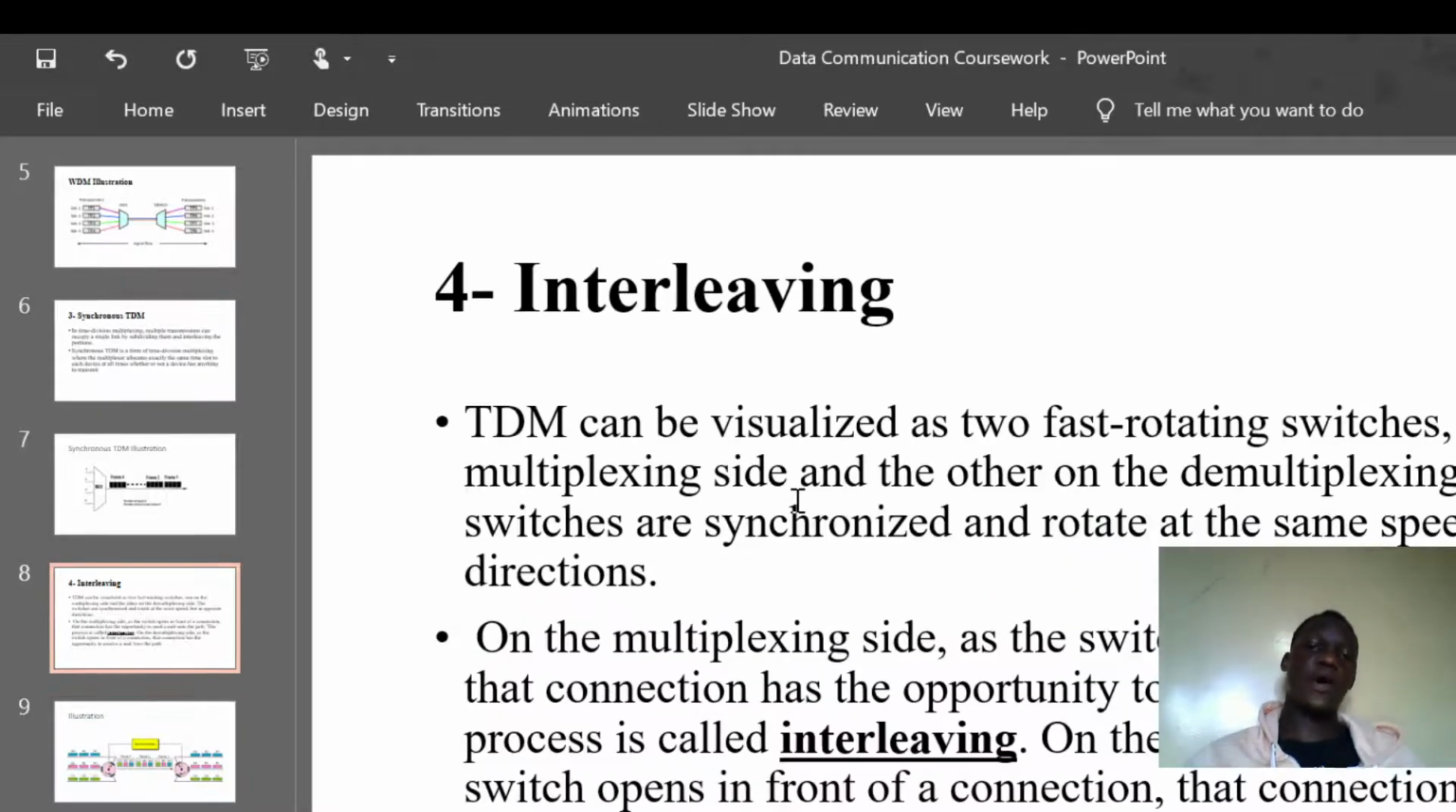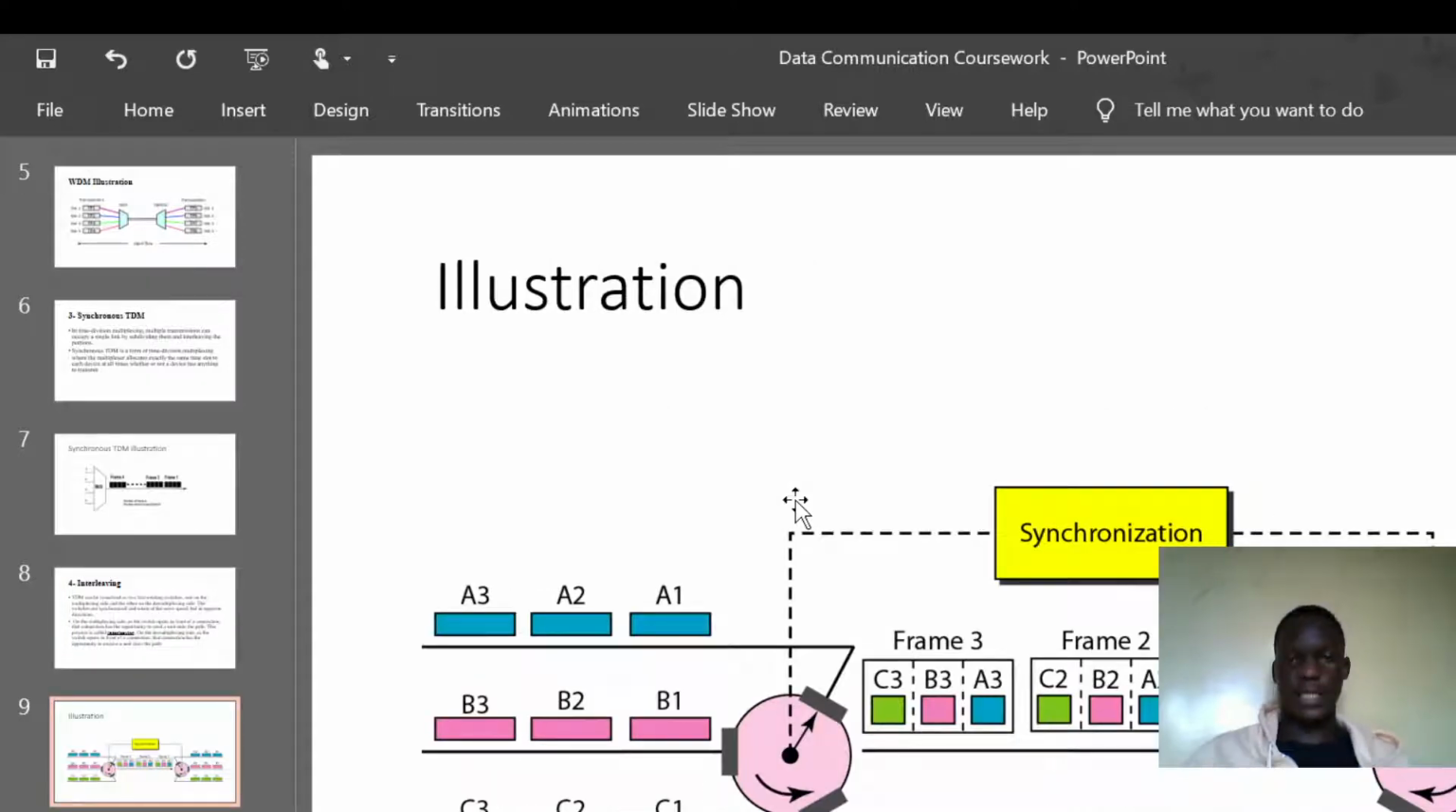When it rotates and there's an open path, the data signal is sent through the transmission medium. On the other end, we have the demultiplexer, which also rotates in the opposite direction. When it opens up in front of the connection, that connection has the opportunity to receive a unit from the path, and that's how interleaving is achieved using time division multiplexing. That's the diagram. It also has frames, because the signals are divided into frames with time slots, then demultiplexed and broken down into their individual signals.